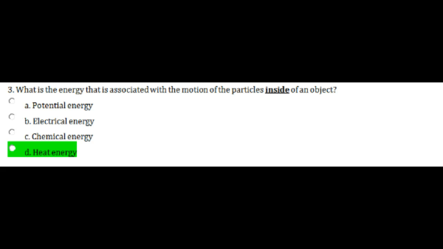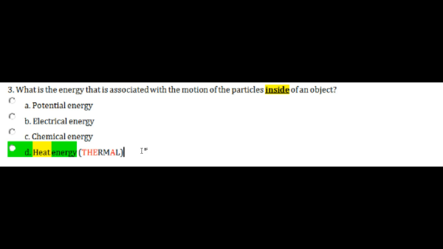Okay. What is the energy that's associated with the motion of the particles inside an object? Well, this is from last week's quiz again. Inside an object. Remember, we talked about heat being inside an object, and then we had that trick that we learned about thermal energy. Heat and thermal mean the same thing. They are synonyms of each other. And look, the word heat is inside the word thermal.